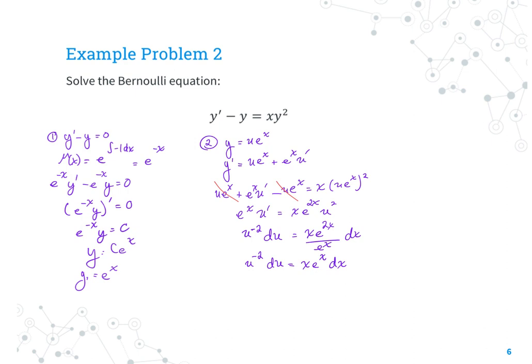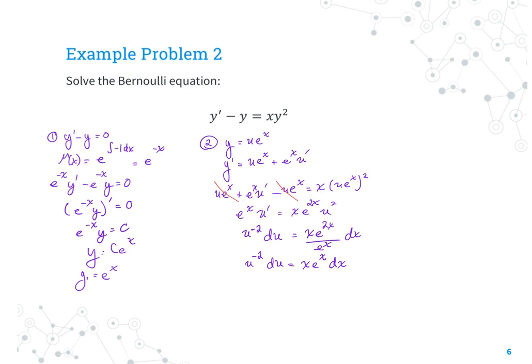We already know how to integrate u to the negative 2 du. We'll add 1 to the exponent, divide by the exponent. But on the right-hand side, we have x e to the x. The only way we're going to be able to integrate that one is if we end up doing an integration by parts.